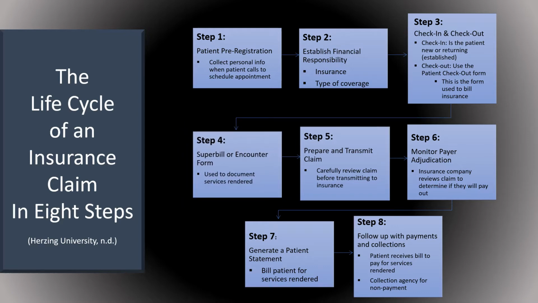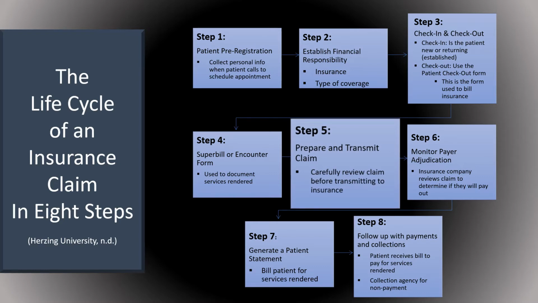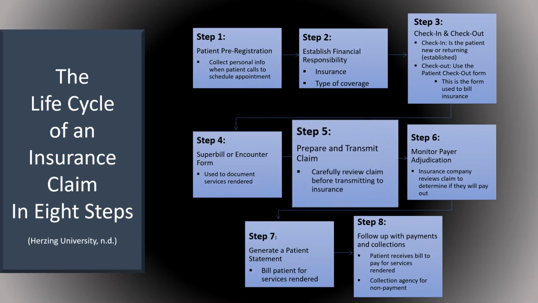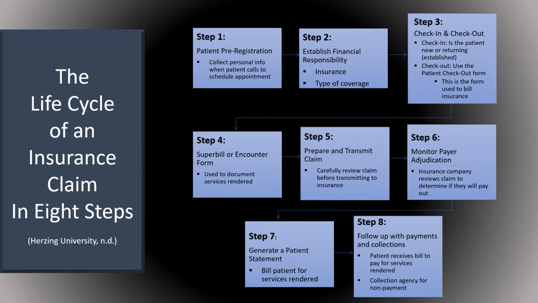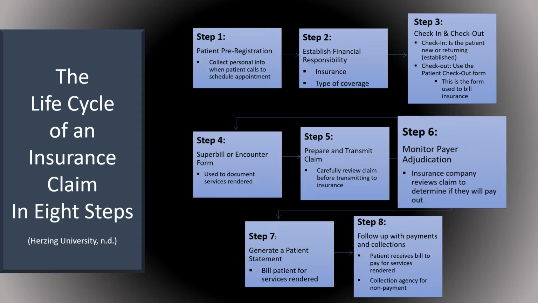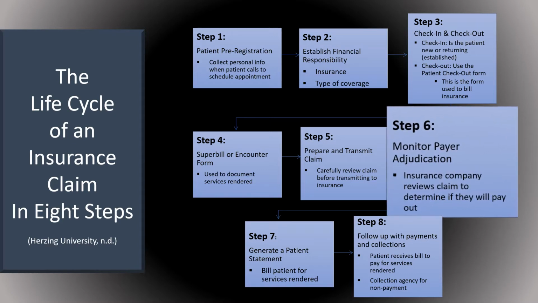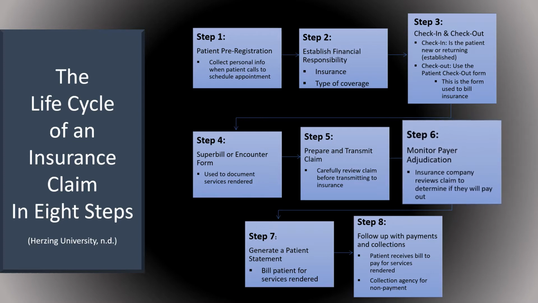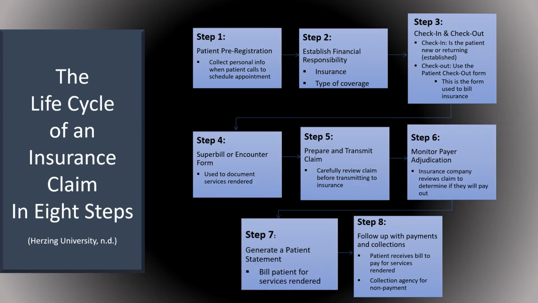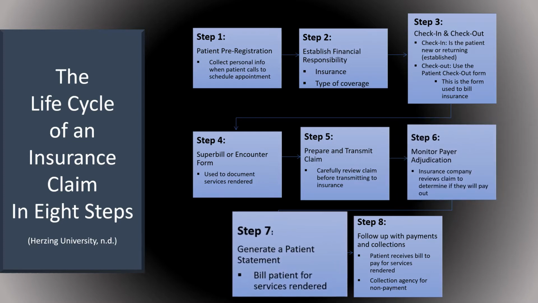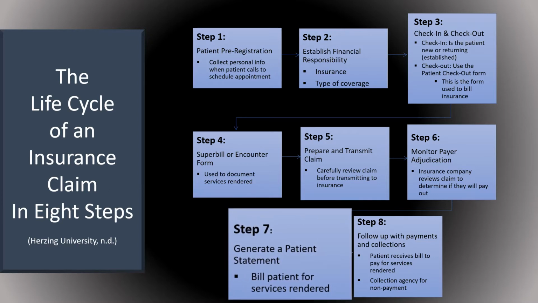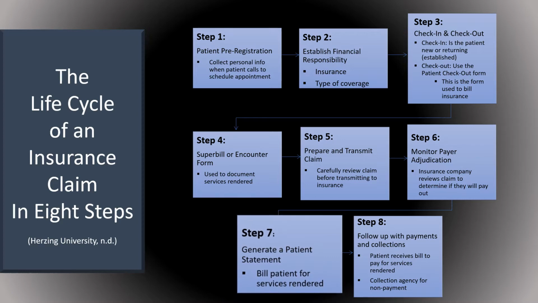Step 5 involves preparing and transmitting the claim. As a medical assistant, you will need to carefully review the claim for accuracy to ensure reimbursement from the insurance company. Step 6 is the process of adjudicating the claim. This is where the insurance company reviews the claim to determine whether or not they will pay for the services rendered. After the physician's office learns how much the insurance company will reimburse for the patient's services, they can move to step 7 and generate a patient statement.